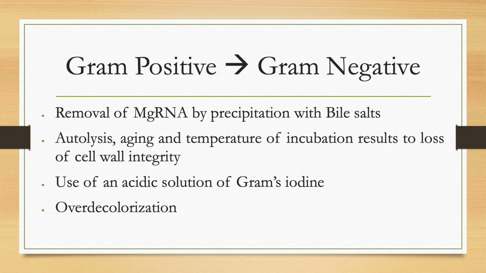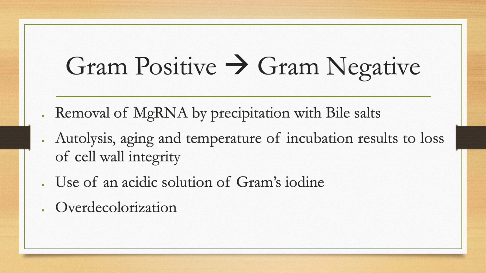So, for example, gram-positive bacteria can sometimes stain as gram-negative in the following cases. The first one is removal of magnesium RNA by precipitation with bisalts. Next, you have autolysis, aging, and temperature of incubation. So this results in a loss of cell wall integrity, and because the cell wall integrity is decreased, it cannot hold the primary stain and therefore is easily decolorized.